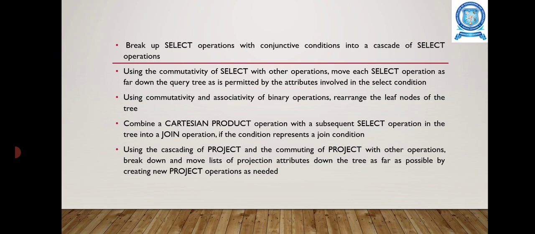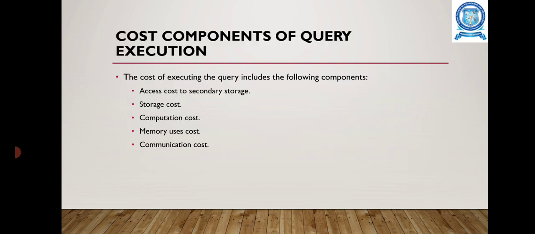Using the cascading of project and commuting of project with other operations, break down and move lists of projection attributes down the tree as far as possible, creating new project operations as needed. These are some of the steps involved in heuristic query optimization.